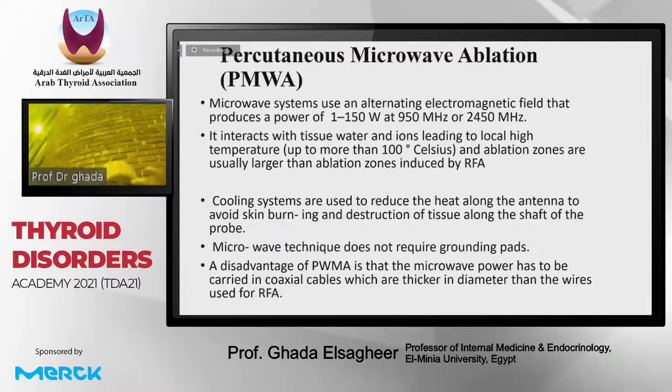Percutaneous microwave ablation uses an alternating electromagnetic field and produces a power of 1 to 150 watts at 950 megahertz. It interacts with tissue water and ions, leading to local high temperature, and the ablation zone is usually larger than the ablation zone induced by radiofrequency. Cooling systems are needed in percutaneous microwave. It doesn't require grounding pads, but monopolar radiofrequency does. A disadvantage of percutaneous microwave is that it has to be carried out with coaxial cables, which are thicker in diameter than the wires used in radiofrequency.